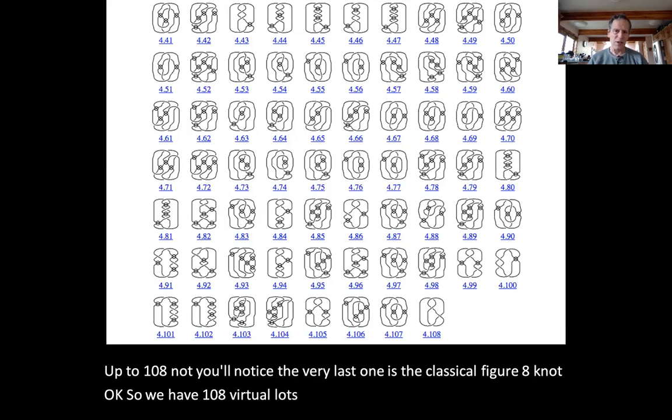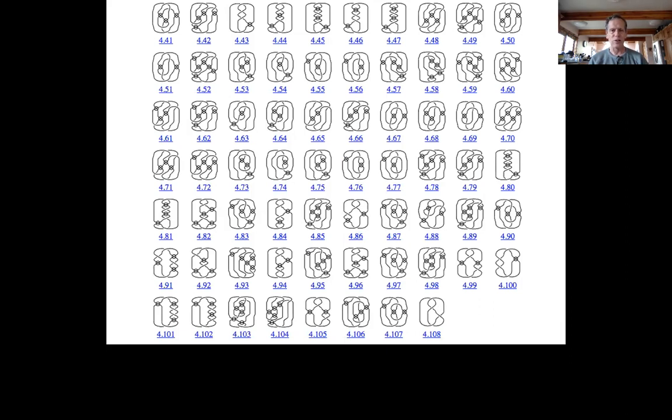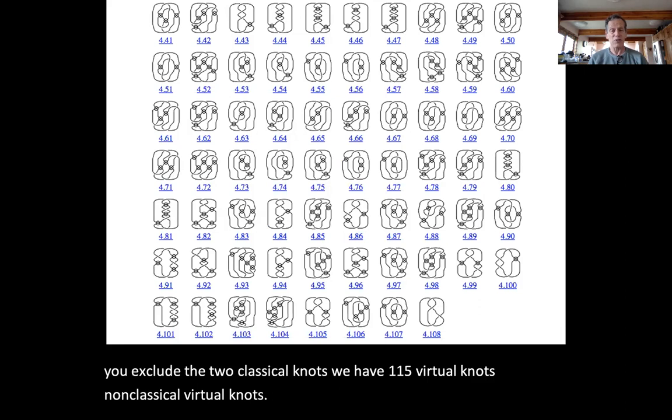If you add in the other knots that we saw previous to this, it turns out to be, I think, 117 virtual knots of 4 or fewer crossings, not including the trivial knot. And if you exclude the 2 classical knots, we have 115 non-classical virtual knots of 4 or fewer crossings. So things have exploded as compared to the classical knots, of which we just had 2, the trefoil and the figure 8. So there are many, many more of these virtual knots.